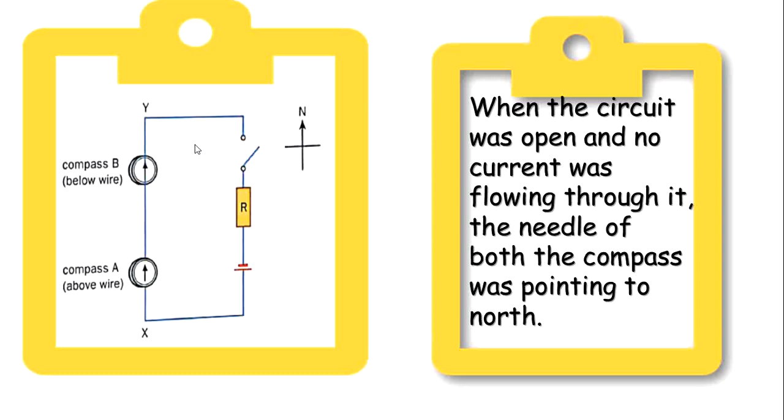Accidentally, he noticed the needle of the magnetic compass on the table. It deflected whenever he switched on and current was flowing through the wire. It was clear to Ørsted that something significant was happening. He conducted many experiments to find out the magnetic effect of current.